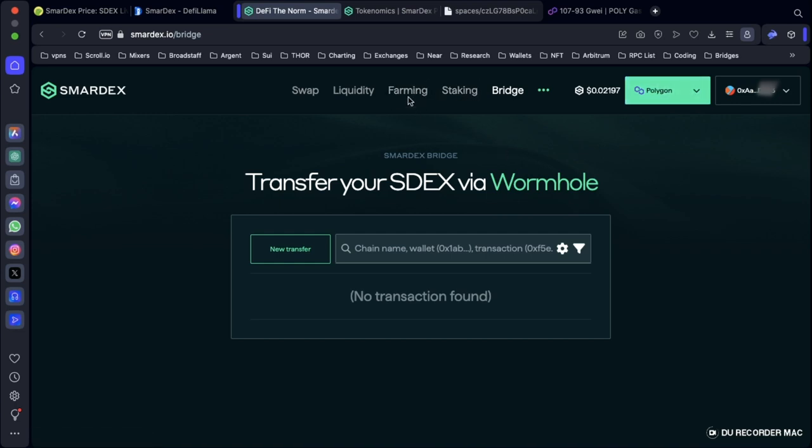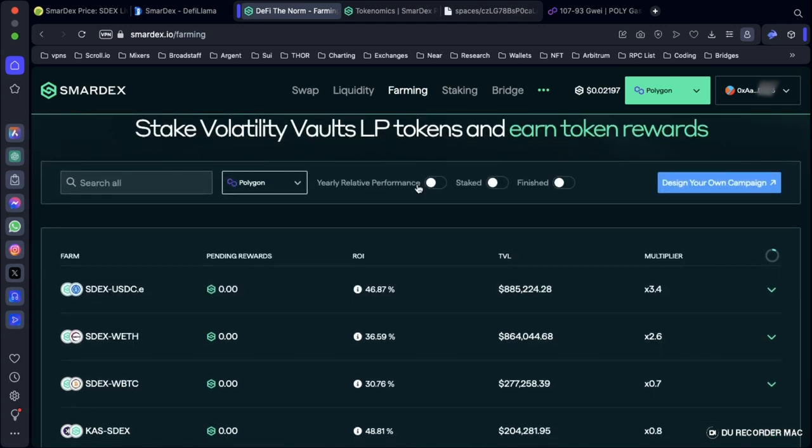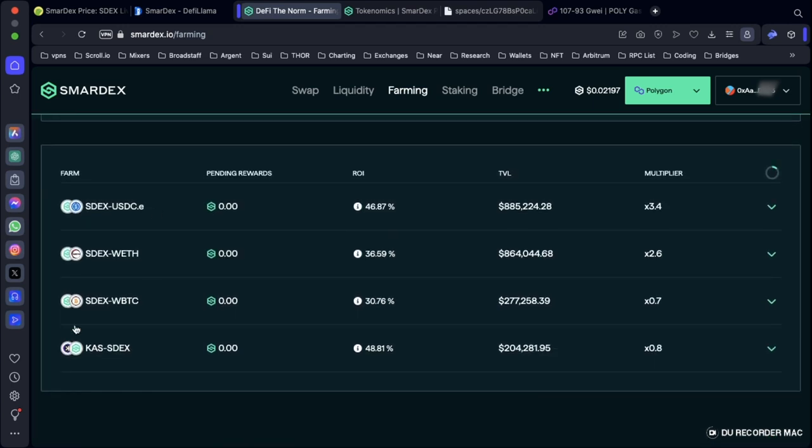Today I'll be showing you how to supply assets into the volatility vaults. We'll be doing it on the Polygon chain, and the particular vault that I'm interested in today is the CAS SDEX vault, which is paying out a 48.81% APR, broken down into 1.76% swap fees and 47.05% farming fees, which is paid out in the SDEX token.